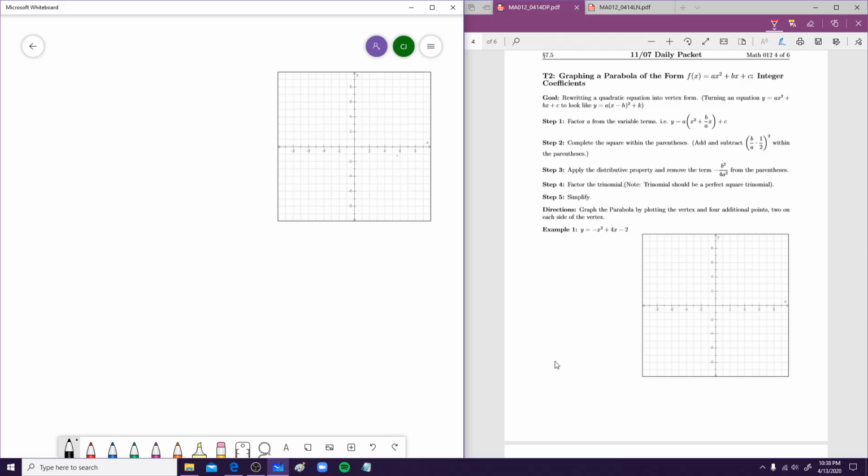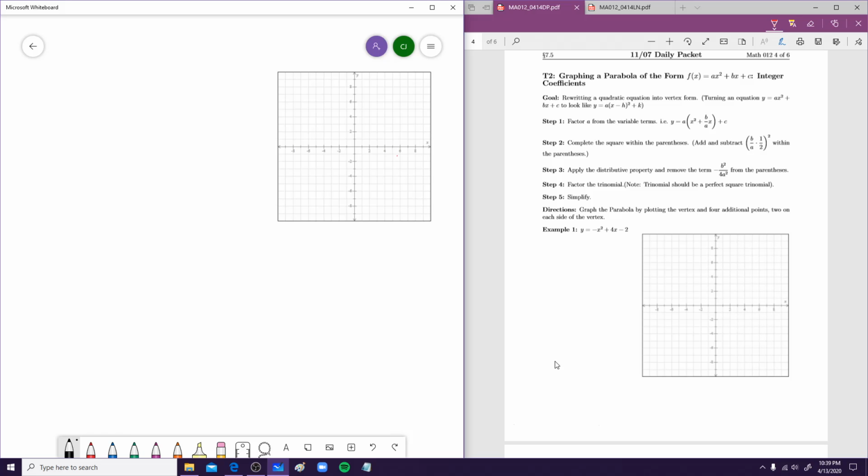Alrighty, now on to the second topic of the day. So we're graphing a parabola of the form f of x equals ax squared plus bx plus c, integer coefficients. When you graph, the most straightforward way always is to plug in values. So if I see f of x, then you can just plug in values.